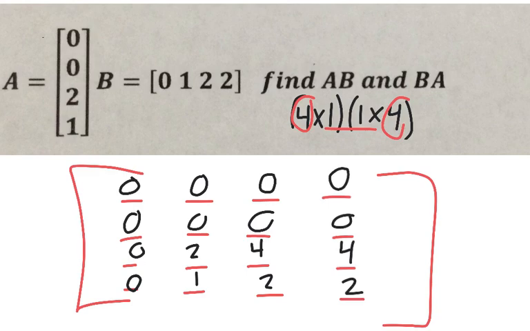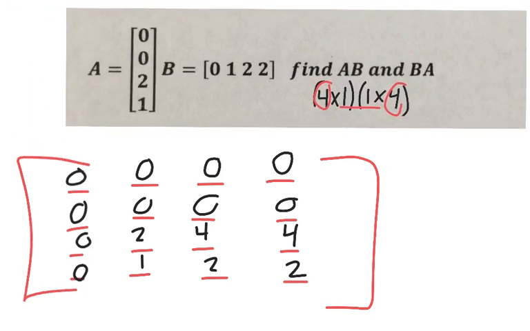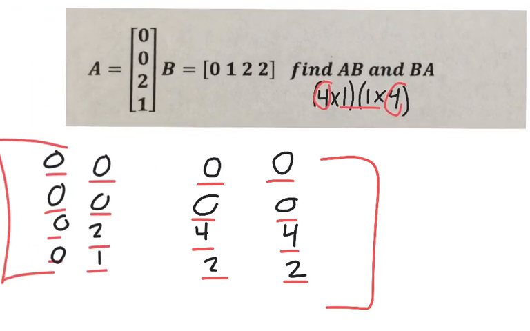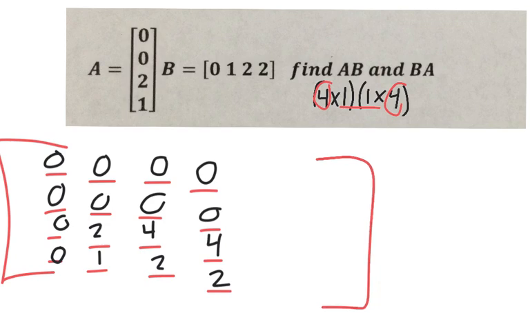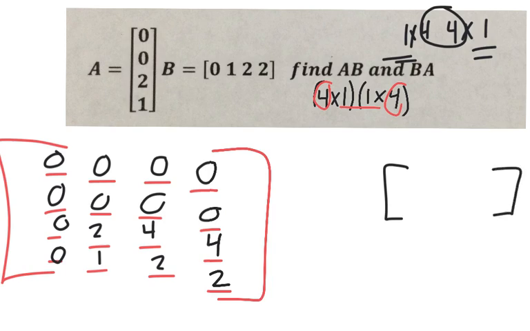Questions there? Okay, now what if I do B times A? First, is it doable? B is a 1 by 4. A is a 4 by 1. It is doable. What's my final answer? So 1 by 1. I'm going to get a single number answer.